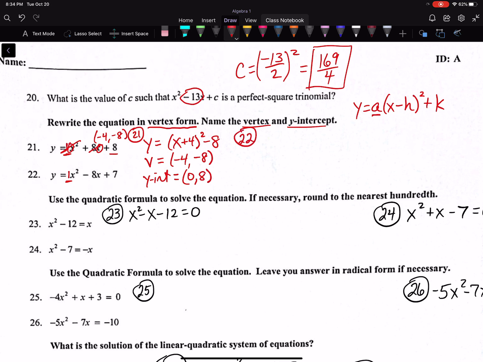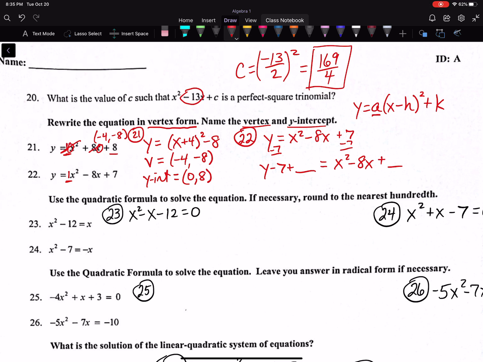22, I'm going to work this one out using completing the square, even though the calculator way is much quicker. But again, I'm just showing you both ways. So we are going to complete the square here. y equals x squared minus 8x plus 7. To start, I'm going to move my 7 over. So y minus 7 equals x squared. I didn't leave room to add my part, so hold on a second. Plus blank equals x squared minus 8x plus blank.